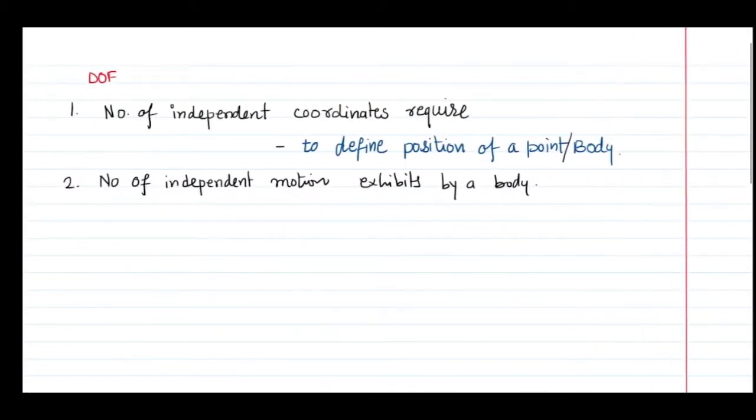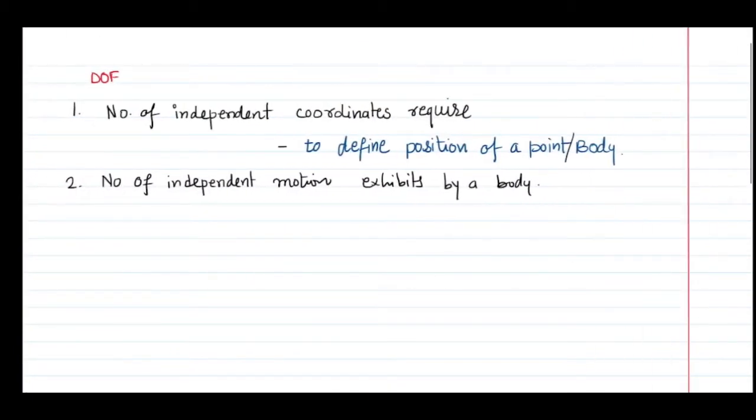Degree of freedom is generally defined as the number of independent coordinates required to define the position of a point or a body. For example, if I am having a point in 2D space, for example, this is the XY plane and I am having a point here. So to define the position of this point, I need these two distances or coordinates. Let's say X and Y are the coordinates of this point. So X and Y are actually the degrees of freedom which are required to define the position.